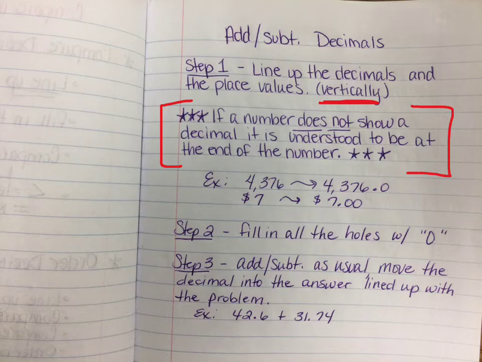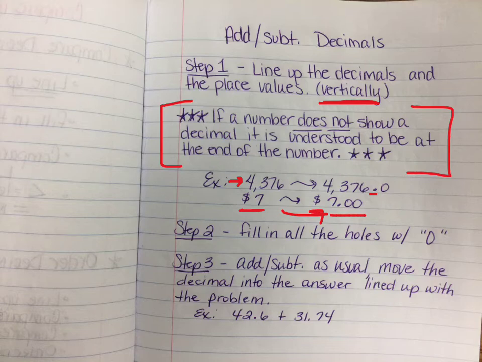So in the number 4,376, the decimal is at the end, behind the 6. The number 7, this says $7. Well, when I add the decimal to it, it still says $7. Okay? The decimal is moved behind the 7, and then you add the zeros. So if a number does not have a decimal, it's understood to be at the end.